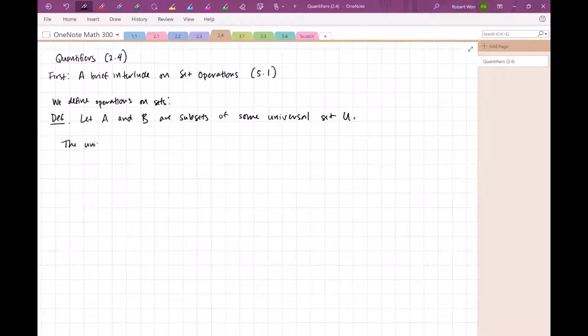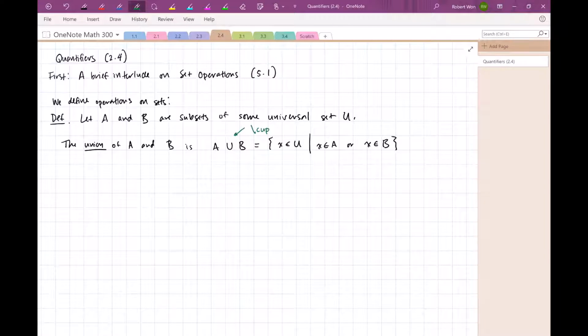So the union of A and B, A union B, is defined as follows. The definition in set builder notation is the set of all x's in the universal set such that x is in A or x is in B. As usual, the LaTeX for this symbol is \cup. It comes up like a cup. Given 2 sets, basically the union is you throw everything that's in A and everything that's in B into the set. That's the union.